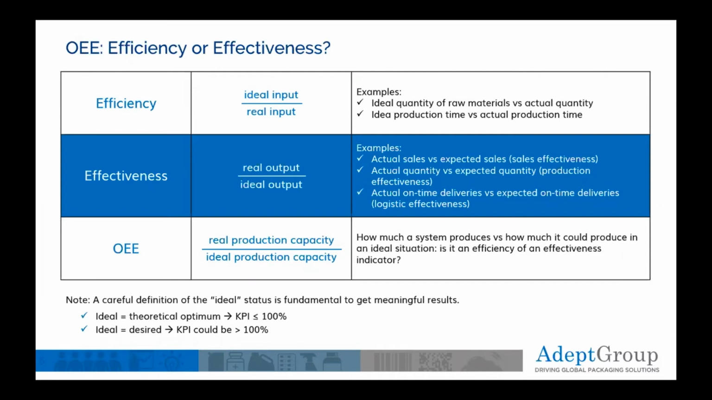I do not want to say that there is a correct way of setting the ideal parameter. It's more a matter of culture. I've seen usually in Europe, we use the theoretical optimum. Some colleagues in the US, I've seen that they are used to the desired optimum. So they are fine to see KPIs that are over 100%. As far as we are all aligned on what we are doing, it's fine. Just keep in mind that this can completely change the results.